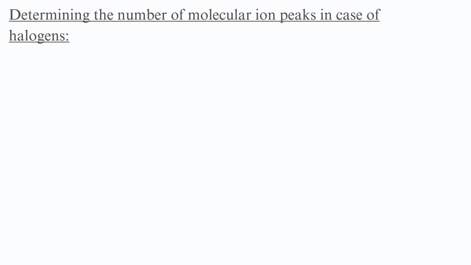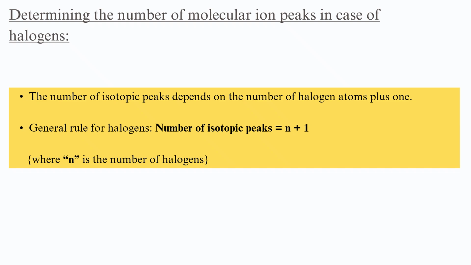Now let us understand how to determine the number of molecular ion peaks in case of halogens, because you will be having questions based on this, where you will be provided with an alkyl halide compound and you have to determine how many molecular ion peaks it will result in the mass spectrum. So there is a trick to do this. The trick is this. Whenever you have a compound given, you just have to count the number of halogens present. Depending upon the number of halogens, you will directly follow this formula, that is N plus 1.